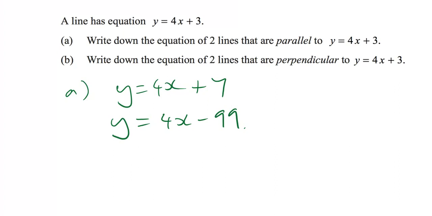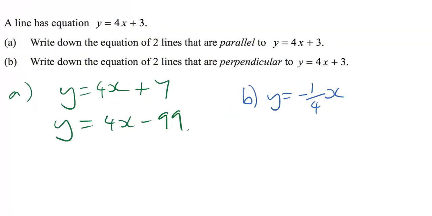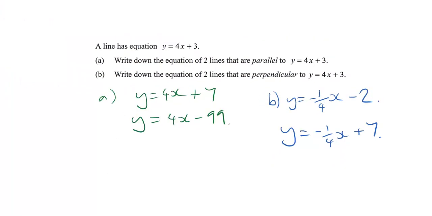For part B, write down two equations that are perpendicular. Well, I need to find the negative reciprocal of 4, first of all. So I'll flip it over and make it negative. And that means any line I write down is going to have a gradient of minus a quarter. So y equals minus a quarter x minus 2, y equals minus a quarter x plus 7. They're all going to be perpendicular as long as they've got that gradient of minus a quarter. Okay, I hope that helps you to understand a little bit more about parallel and perpendicular lines.